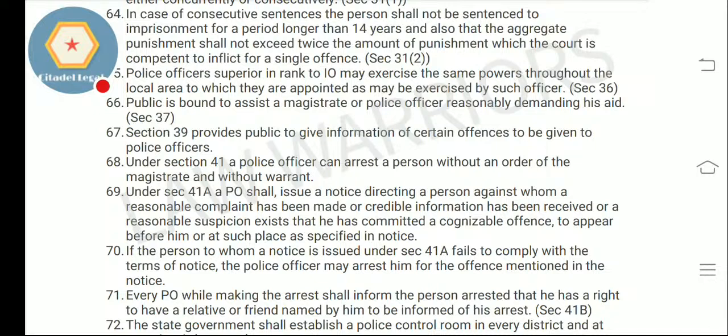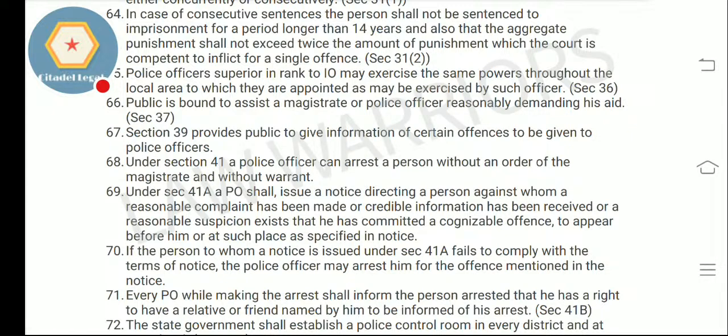68. Under section 41, a police officer can arrest a person without an order of the magistrate and without warrant. This is very important. Section 41 is a very big section. We will have to read it in detail. Just for the purpose of these one-liners, remember that under section 41, a police officer can arrest a person without an order of the magistrate or without a warrant.